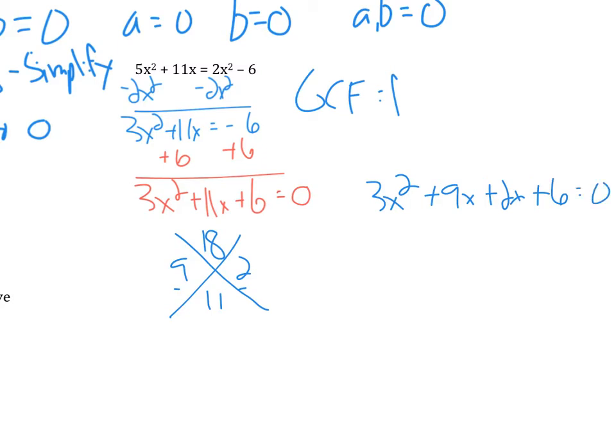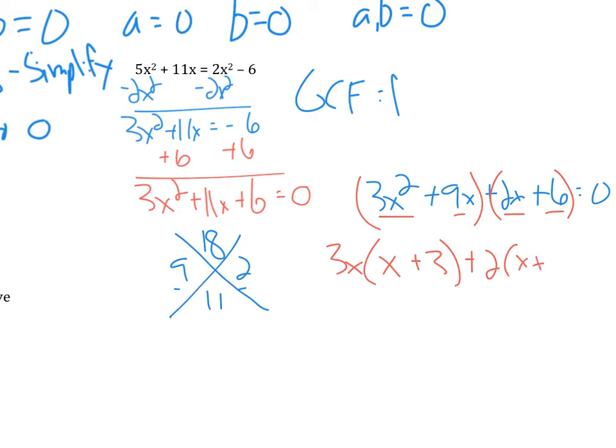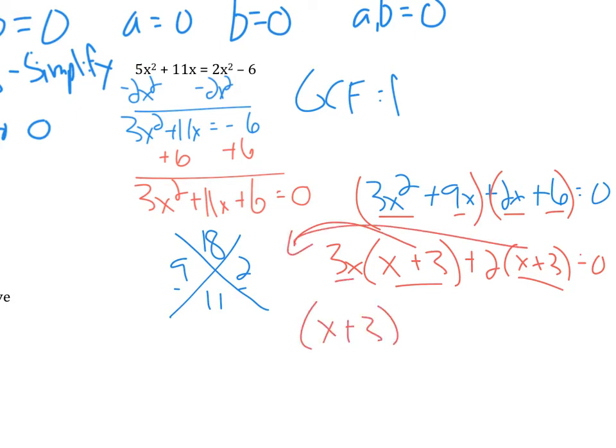Then we want to group. So my first 2 and my second 2. Here we look for a GCF. My GCF is a 3x, and that leaves me with x plus 3. And then here my GCF is 2. That leaves me with x plus 3, which is a good indicator because those are the same. Since those are the same, we can factor those out. We get x plus 3, and then I'm left with 3x plus 2 equals 0.